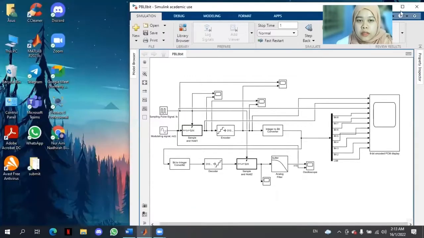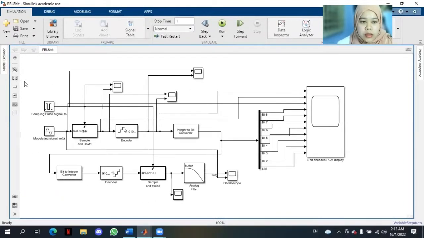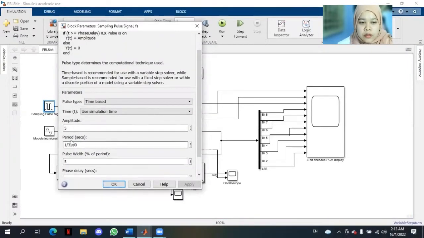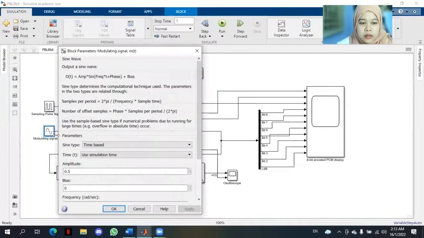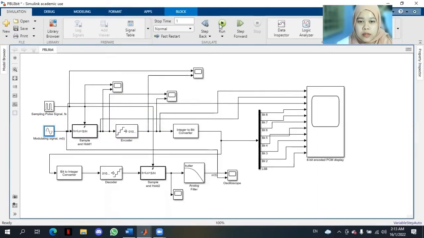So for the simulation, this is our block diagram. For the sampling pulse, we set the amplitude 5, period in seconds 1/3200. The pulse width percent of period is 5. For the modulating signal, it should be 5. The frequency is the same. Then we run for the oscilloscope output.